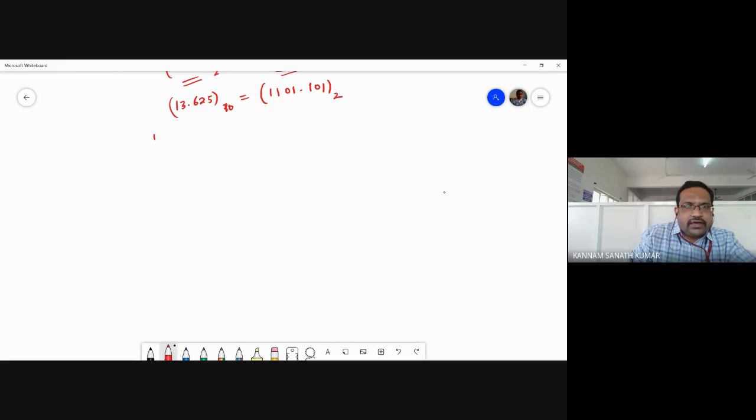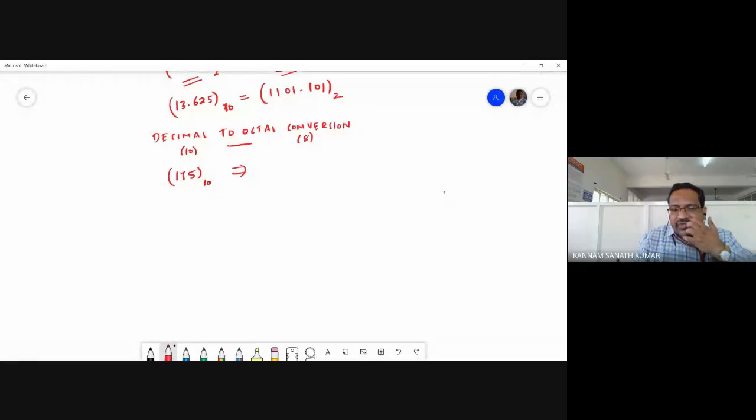Okay, next, decimal to octal conversion. Decimal has the radix 10, octal has the radix 8. You need to convert decimal to octal. I will take one integer value and one fractional value and try to convert the decimal value to the octal value. Here I am taking one integer value, 175 to the base 10. This one you need to convert to octal.